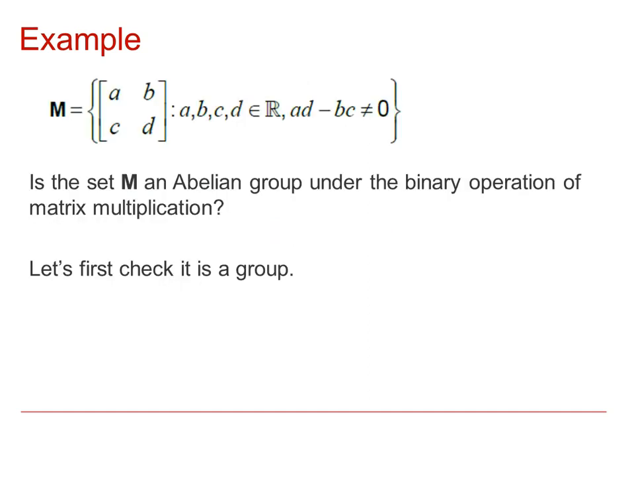As a second example, let's take this set, which is the set of all 2 by 2 matrices which have inverses. So we can see that we've got the condition here that AD minus BC, i.e. the determinant, is not equal to 0. So we can find inverses of those. So we need to check first of all, is it a group?